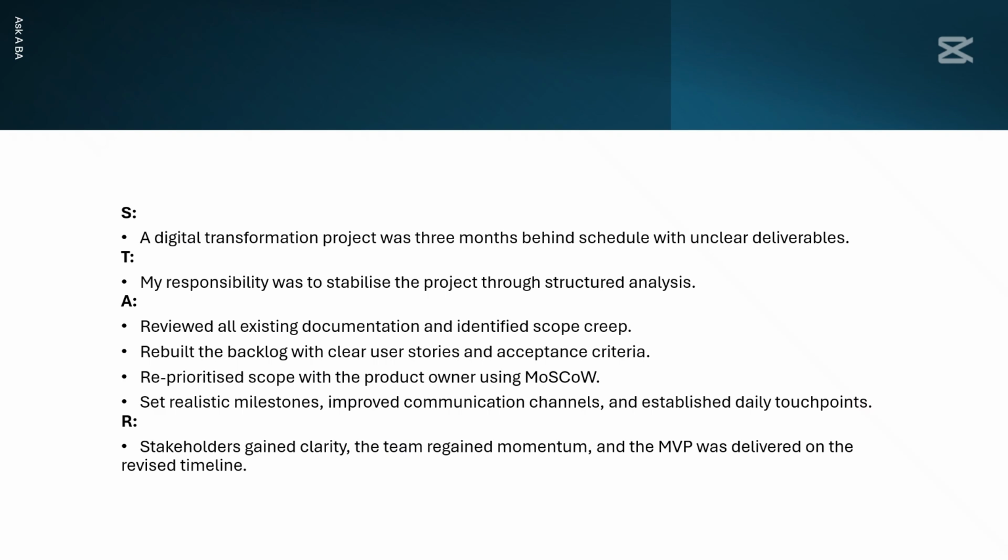So what I had to do here was I reviewed all existing documentation and identified where we had scope creep. And then I rebuilt the backlog with clear user stories and acceptance criteria. I ensured I validated this with the stakeholders. And then I reprioritized scope with the product owner using the MoSCoW method, which stands for must have, should have, could have, and wouldn't have.